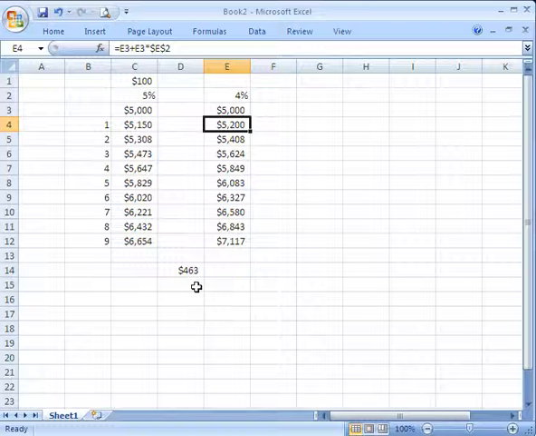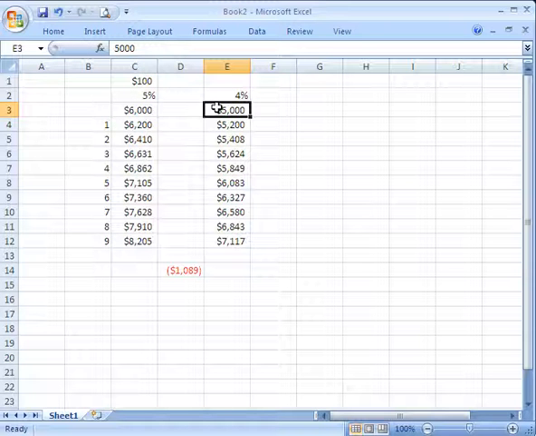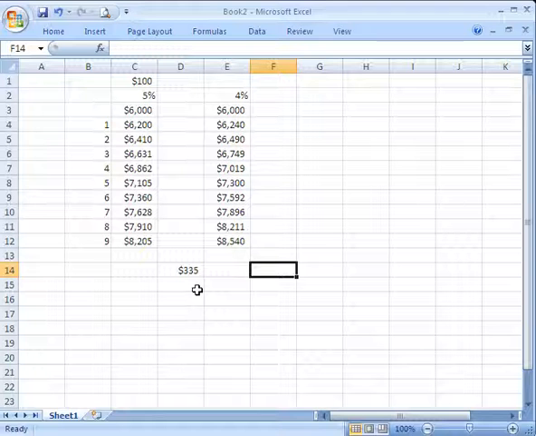Let's try one more by trial and error. We'll put in $6,000 here and $6,000 again. Now how far apart are we? Only 335. What we'd really like is for this number to be 0. If these two are 0 apart, they're exactly the same number.